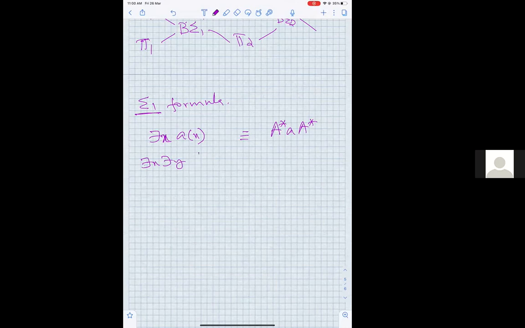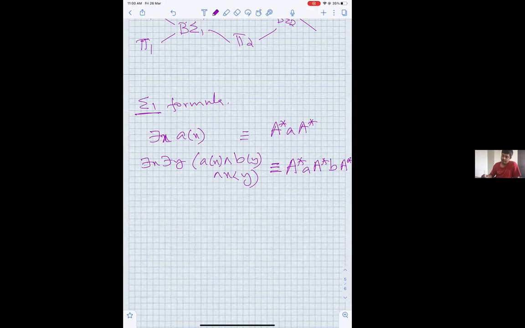and b(y) and x less than y. Can we write a regular expression for that? A star a A star b A star.